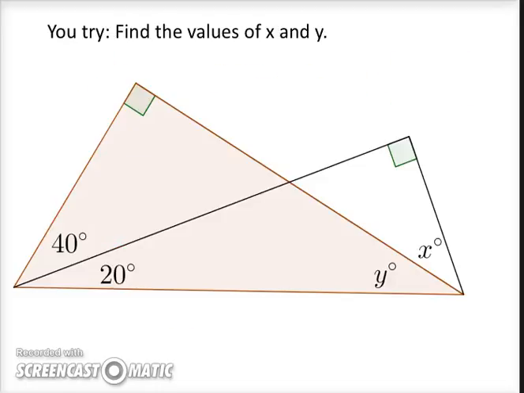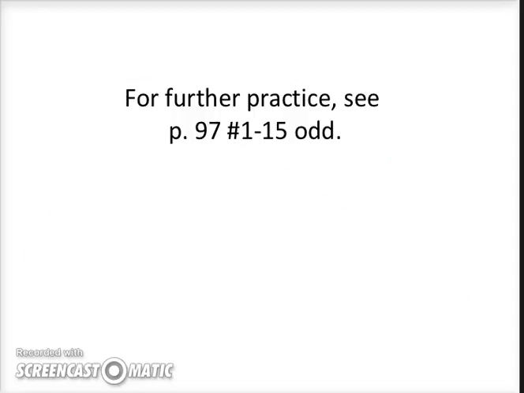You try one. Find the values of x and y using this diagram. For further practice, see page 97 in your text, numbers 1 to 15 odd.